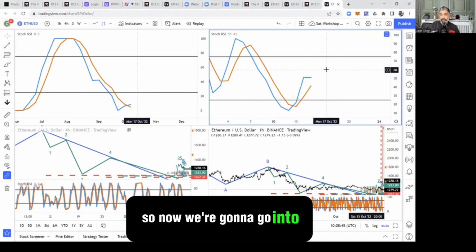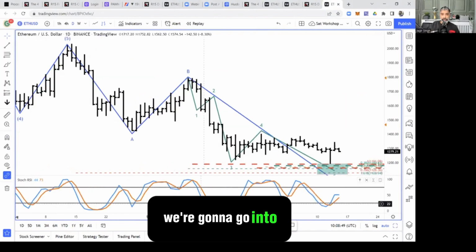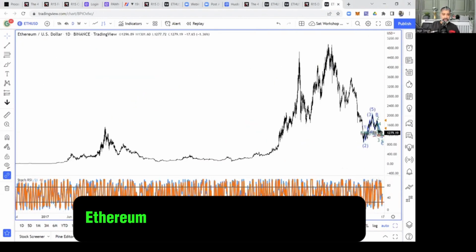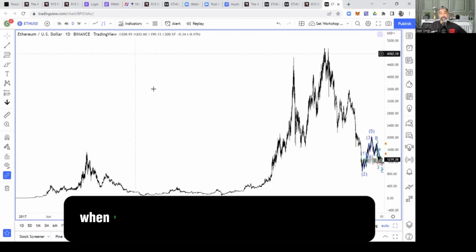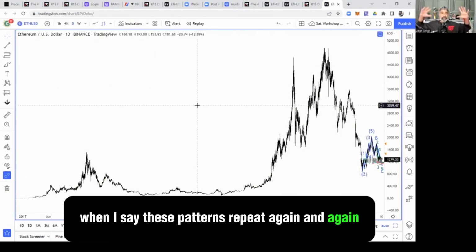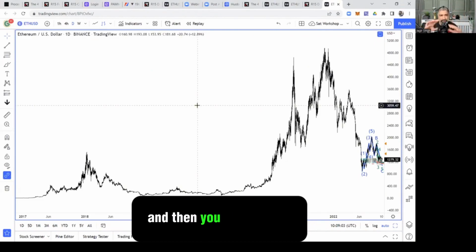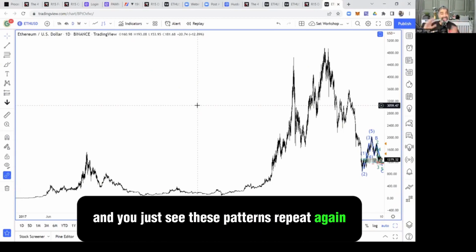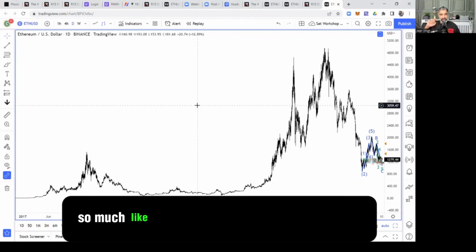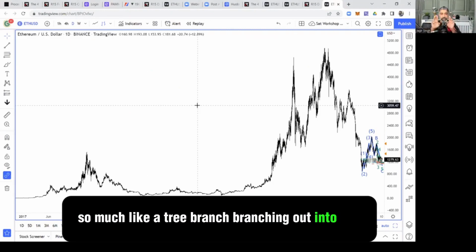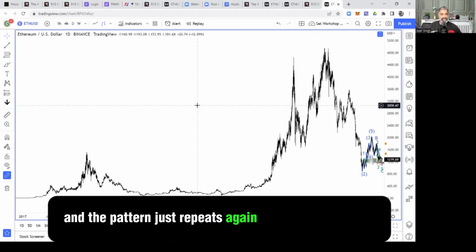So now we're going to go into the chart itself. We're going to go into Ethereum. And what I just want to emphasize, what we were basically talking about in the theory, is that these patterns repeat again and again on a macro, on an intermediate, on a micro, then a sub-micro, and you can zoom in and you'll just see these patterns repeat again, as they do in nature. This is what was found. These patterns repeat themselves in nature. It's almost like a tree branch branching out into 2, then it branches out into 2 again, into 2 again, into 2 again, and the pattern just repeats again and again and again.